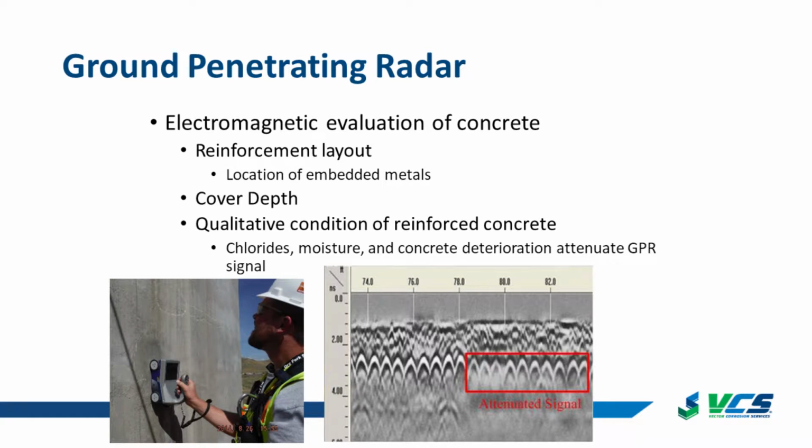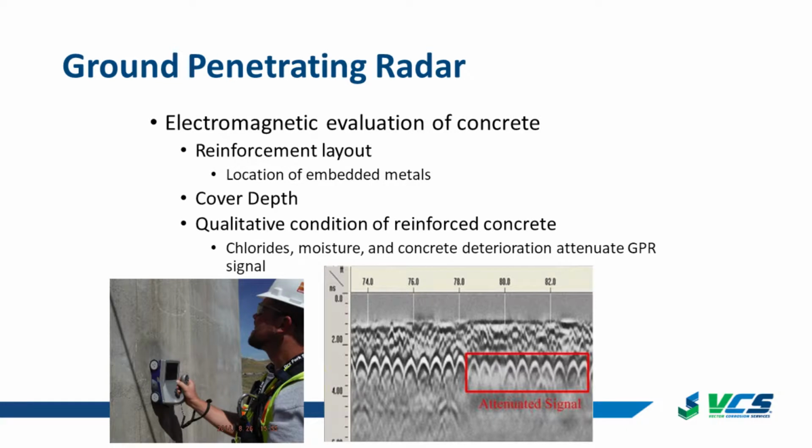When chlorides, moisture, cracking, corrosion, all these things start occurring in concrete, it can cause scattering and attenuation of the GPR signal. And so by looking at where that scattering and attenuation is occurring, we can identify where potential areas of problems are. Here we have a GPR signal. The bright white hyperbolas are the rebar, and you can see they're faded, attenuated in this area. So here's an area of potential concern. Do I know exactly what the deterioration mechanism is there? No, not exactly, but I know it's an area that I want to look at further.